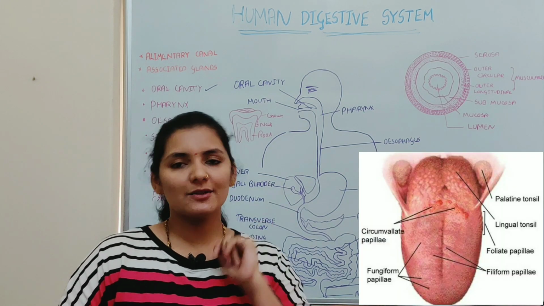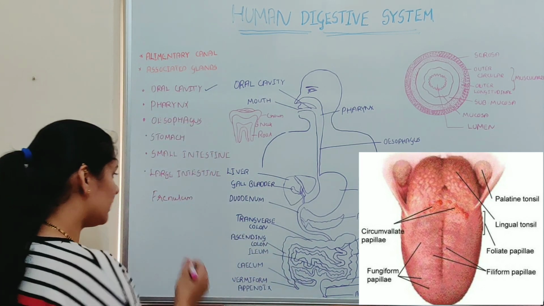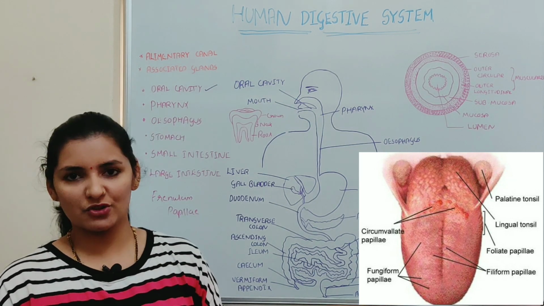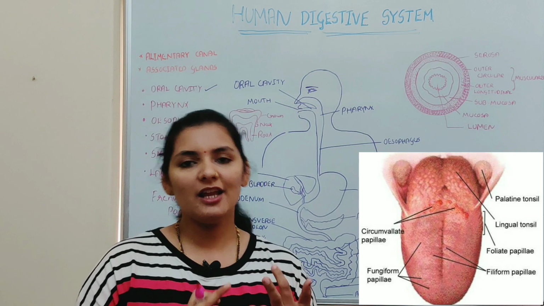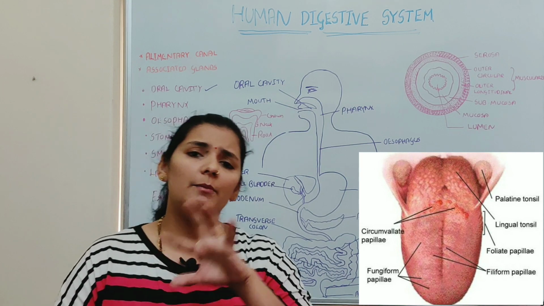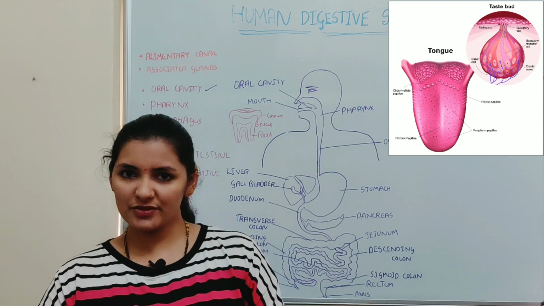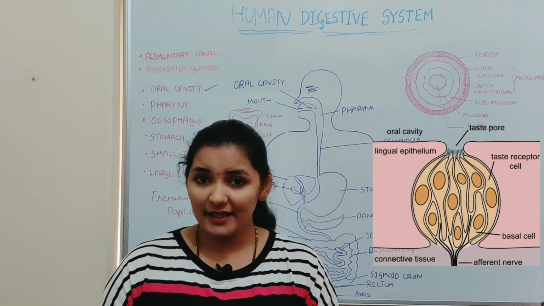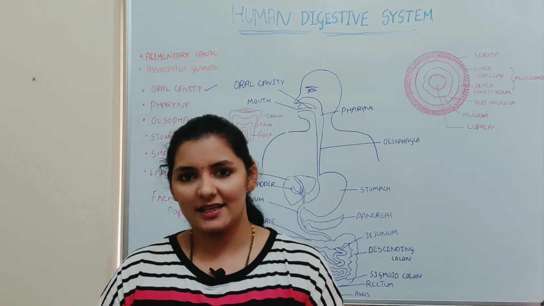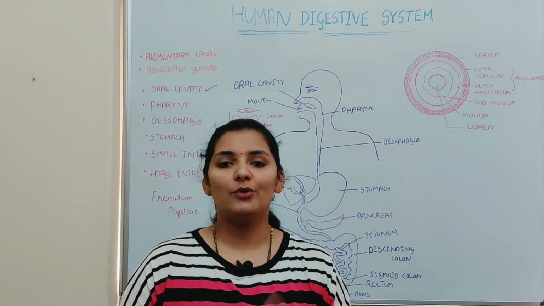If you observe the upper surface of the tongue, it consists of many small finger-like projections known as papillae. There are mainly 4 types of papillae, that is filiform papillae, fungiform papillae, foliate papillae and circumvallate papillae. There are many of these papillae and some of them contain a special type of cell known as taste bud. As the name indicates, taste buds help in tasting the food. If you want to know more about taste buds and papillae, you can click on the link above my video. So that is about the tongue.